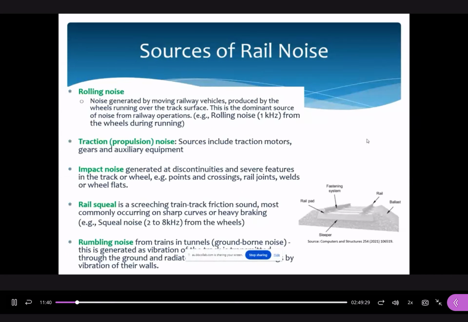The second one is the traction noise. It comes from the traction motors, gears, and auxiliary equipment. This is not the major one. The major one is the rolling noise, and the third one is impact noise. Impact noise can be generated at discontinuities and severe features in the track, such as points or crossings. I will explain points and crossings later on.